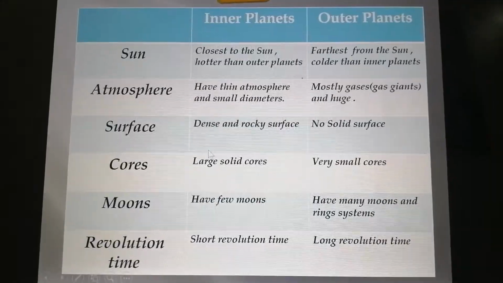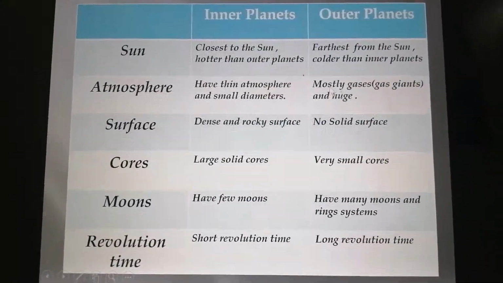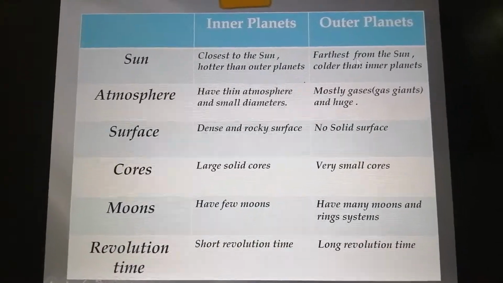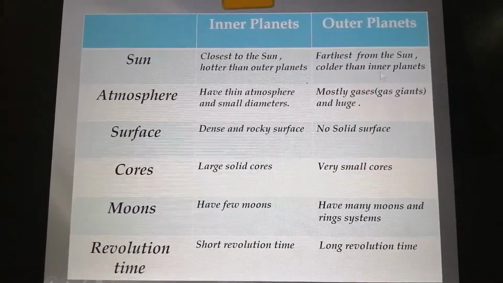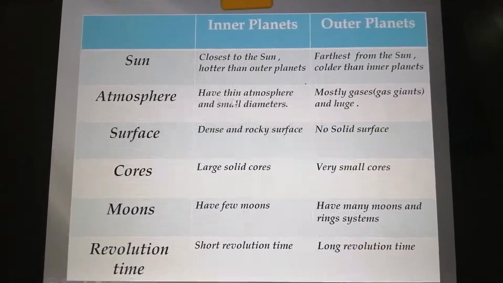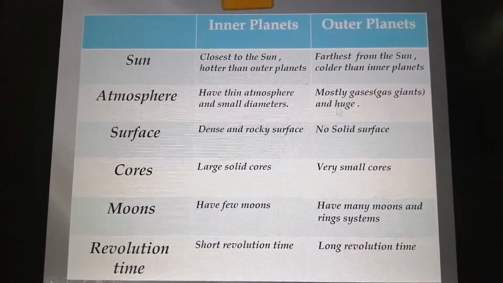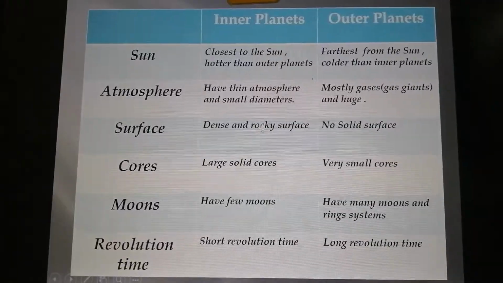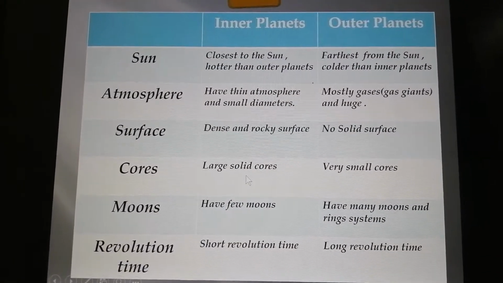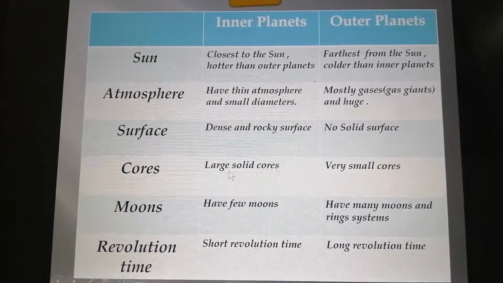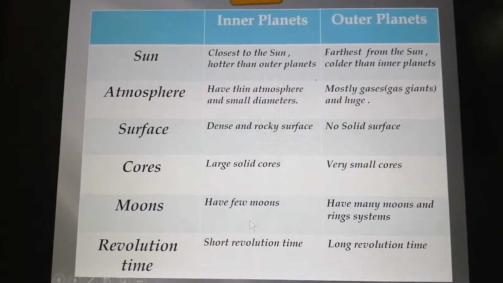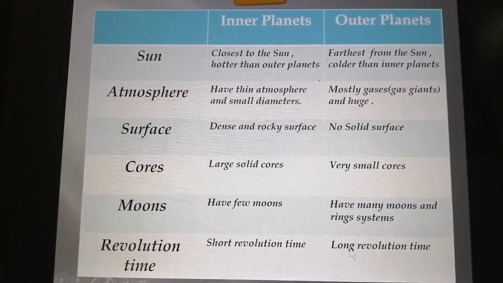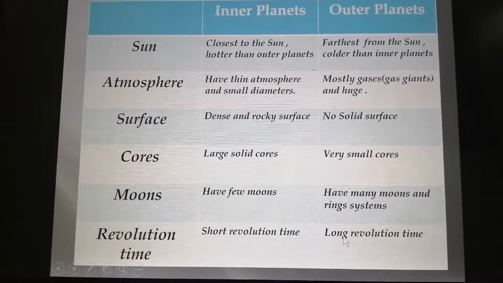What is the difference between the inner and the outer planets? The inner planets are closest to the sun and hotter than the outer planets. The outer planets are farthest from the sun and colder. The inner planets have thin atmospheres and small diameters and are mostly rocky, while the outer planets are mostly gases. There is no solid surface. The inner planets have large solid cores, but the outer planets have very small cores. The inner planets have few moons, the outer planets have many moons and many rings. The inner planets have a short revolution time and the outer planets have a long revolution time.